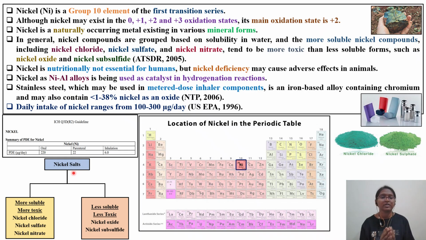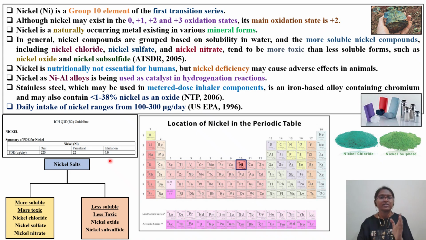We'll be discussing the ICH Q3D guideline. Nickel has been listed under the ICH Q3D R2 (revision 2) guideline. In it, they have already given the oral PDE value, the parenteral (that is, injectable) PDE value, and the inhalation PDE value: 220 micrograms per day for oral, 22 micrograms per day for parenteral, and 6 micrograms per day for inhalation.